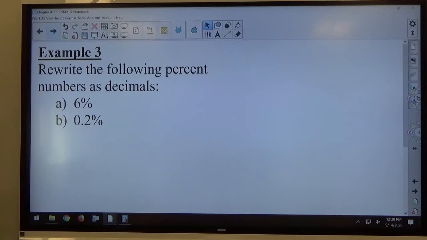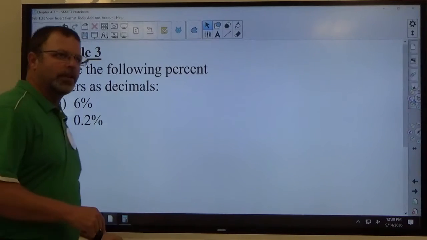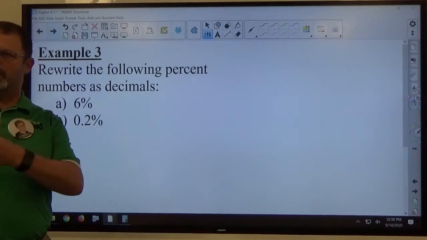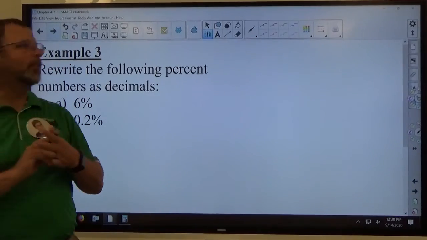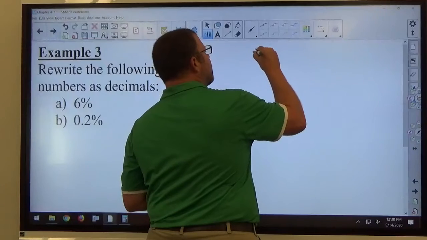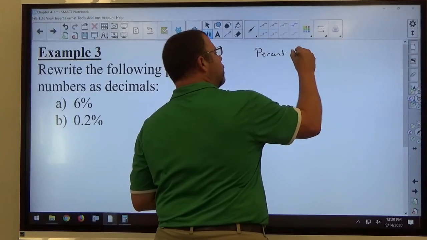Example 3, rewrite the following percent numbers as decimals. Okay, so this is backwards from problem 1, right? Problem 1 changed decimals to percents. Now we're going to change percents to decimals. So I'm going from percent to decimal.